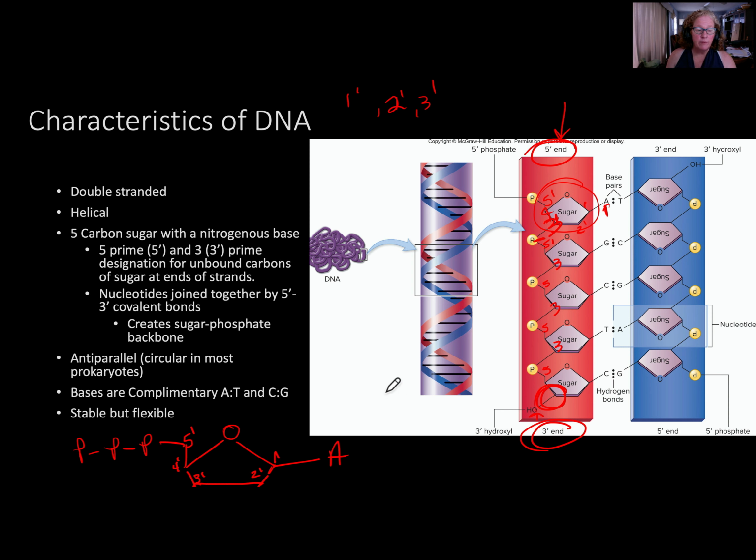Now when bases bind to each other, they are complementary. So A will always bind to T and C will always bind to G. Just to show you some of the elegance of a DNA molecule, when A binds to T, it does so with 2 hydrogen bonds, and when G binds to C, it does so with 3 hydrogen bonds.